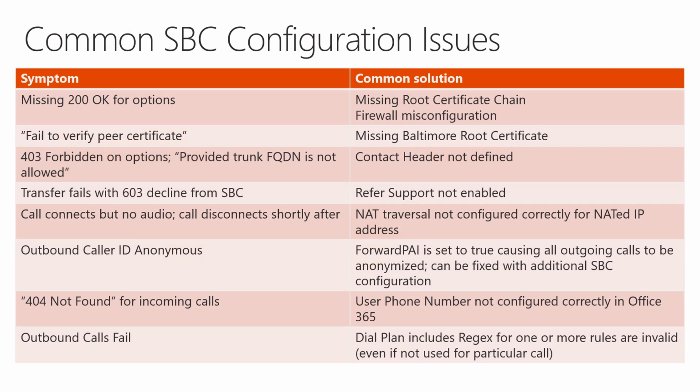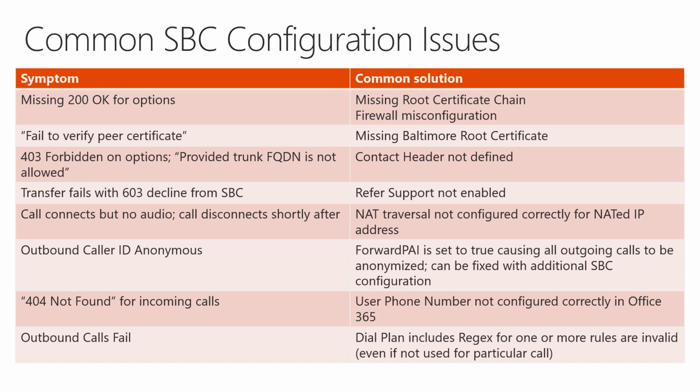On this slide, we have collected a number of common issues that we have seen in configurations with SBCs. The best way to see the symptoms is to look into the SIP logs on your SBC. Starting with the first one, if there's no 200 OK for the options message being sent out, usually this indicates that there is a missing root certificate chain or that there's a firewall misconfiguration. If you see the error failed to verify peer certificate, that usually indicates that the Baltimore root certificate has not been installed.